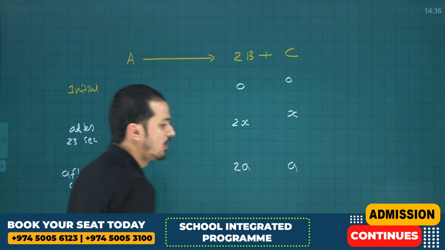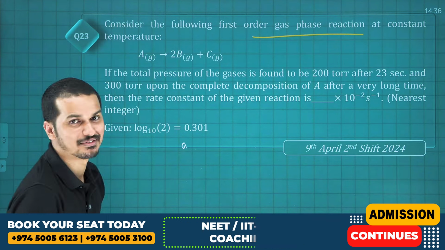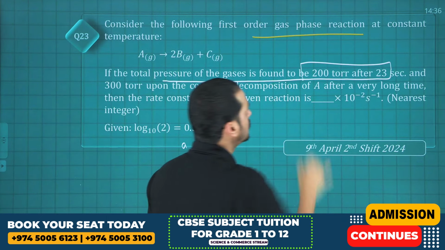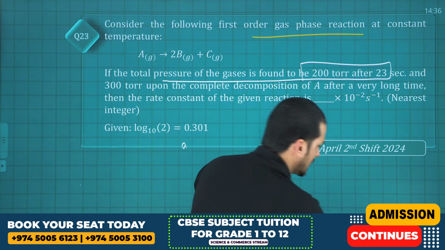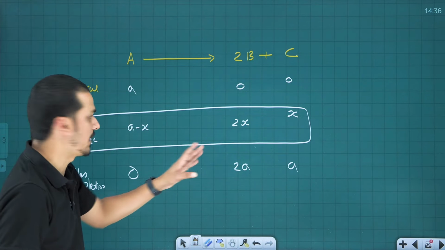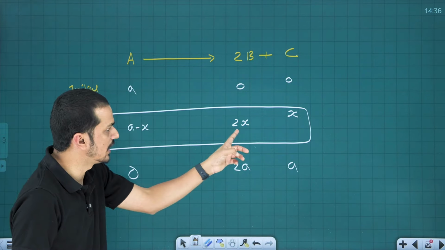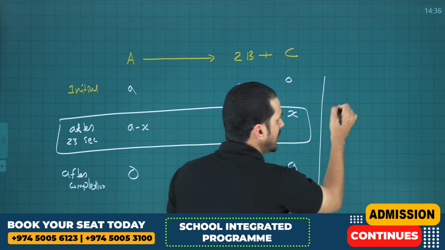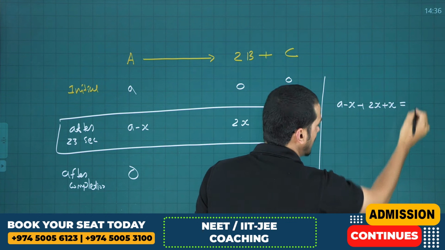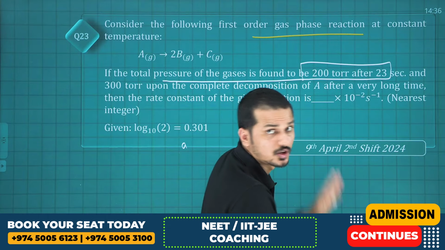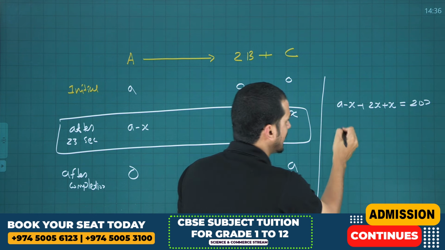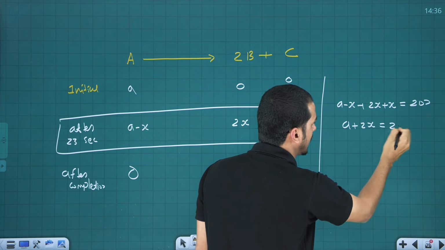Now we can look at the question. What are they telling, dears? Total pressure of the gas is found to be 200 torr, and 200 torr is only after 23 seconds. So that's why I took 23 seconds. After 23 seconds, total pressure means A minus X plus 2X plus X. That's the total pressure, okay? A minus X plus 2X plus X equals how much? They are telling it is 200 torr. So I will write 200. X and X get cancelled. A plus 2X equal to 200.